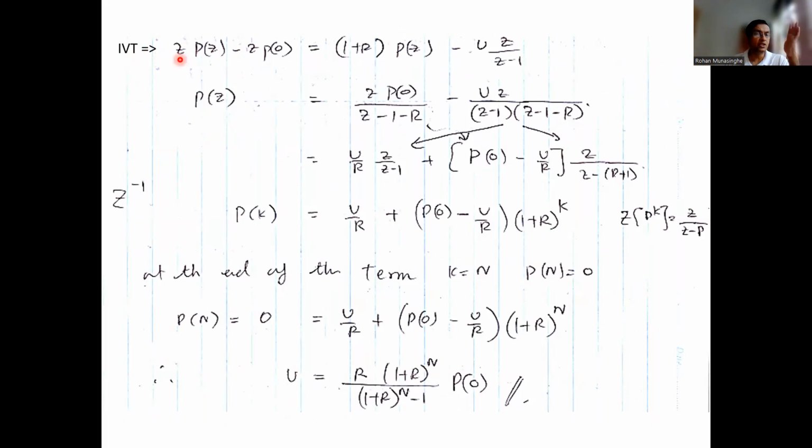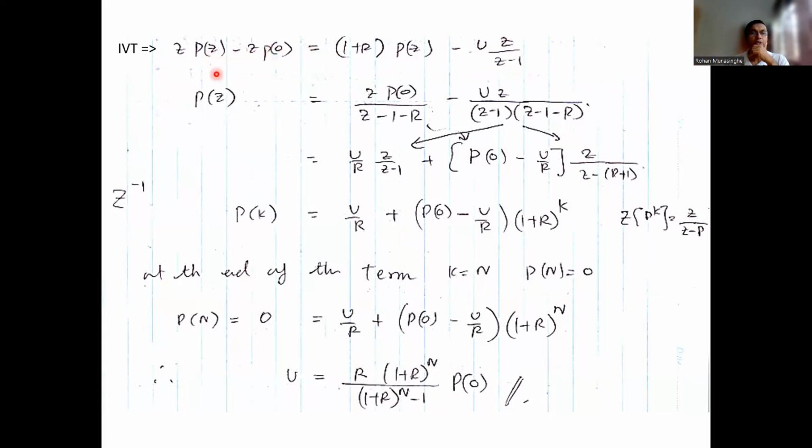When you shift the sequence to your left, right, by one step, this is the Z transform, right? Is it zP(z) minus zP0? There you are. P0 is the initial loan, okay? And on the right-hand side, it's 1 plus r, a constant, times P(z). That is the Z transform of PK. And this is u, but a sampled unit step, right? So therefore, the Z transform is z over z minus 1. Now see, everything is very clear, right? Very simple.